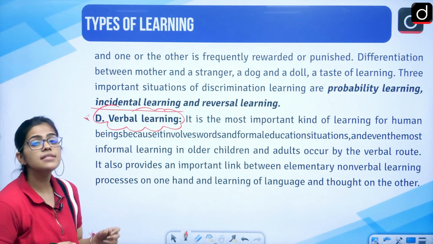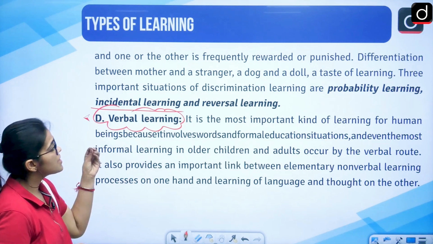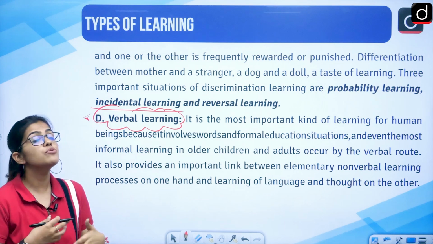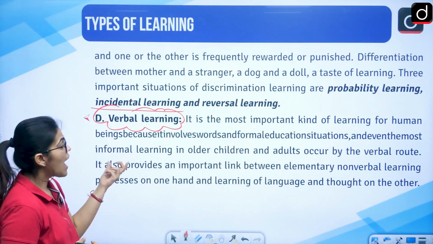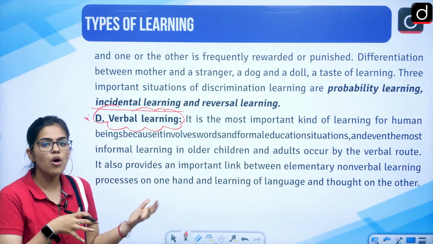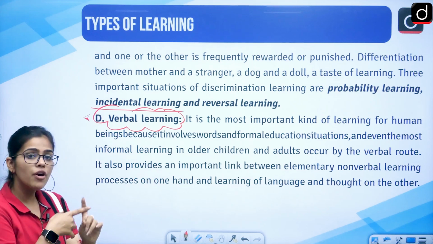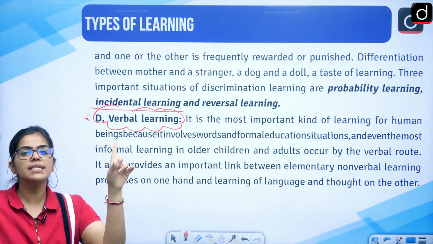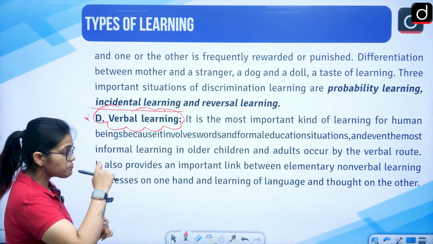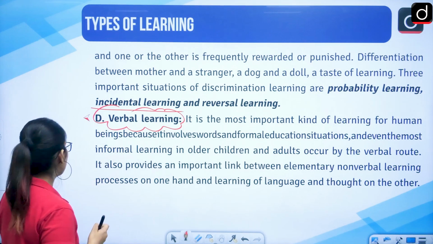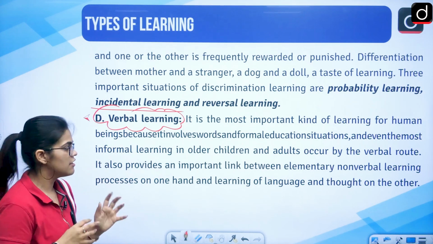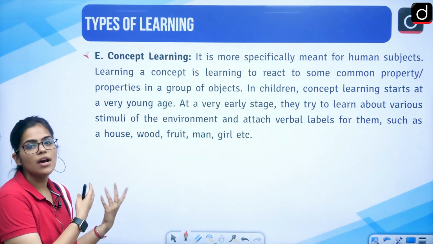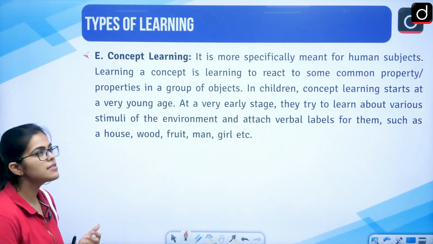So verbal learning is the usage of words. This is the most important kind of learning for human beings because it involves the usage of words, and it can be informal if you talk about small children also. Of course, sometimes non-verbal learning also happens, but it is basically seen in the domain of the other types of learning that we have already seen, like conditioning. So the learning of language will come under it.